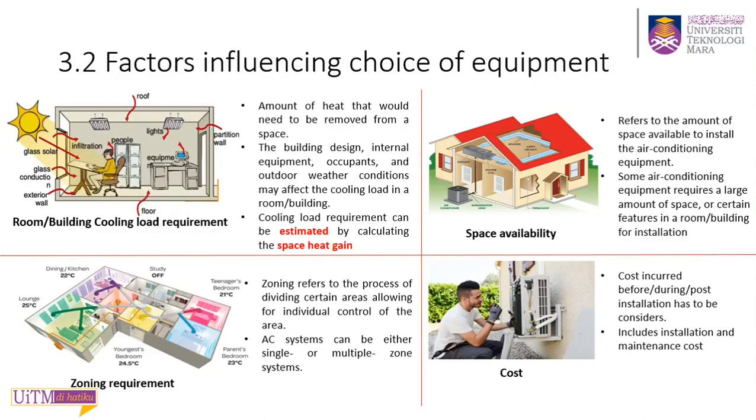The third factor is whether zoning requirement is needed for the space. Some air conditioning systems can provide zoning during operation to fulfill the needs of a building. Take a hospital for example. Some areas in the hospital may require air temperature to be different from one another. Therefore, the zoning requirement for a building must be taken into consideration.